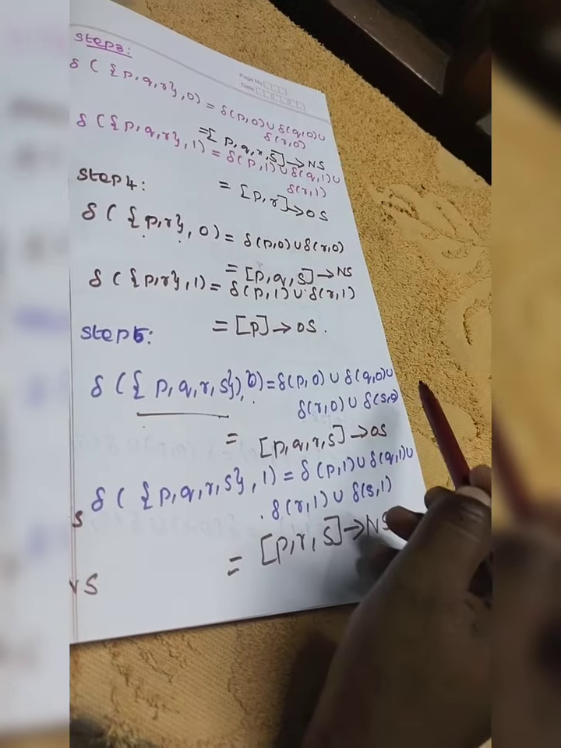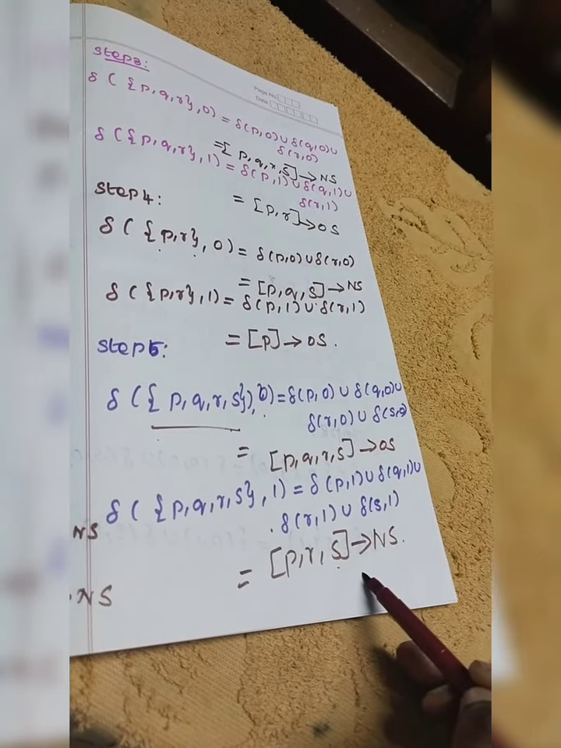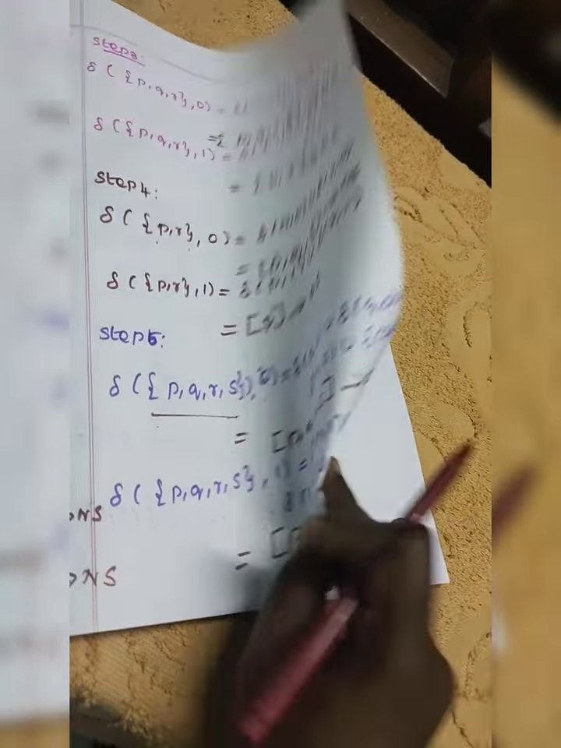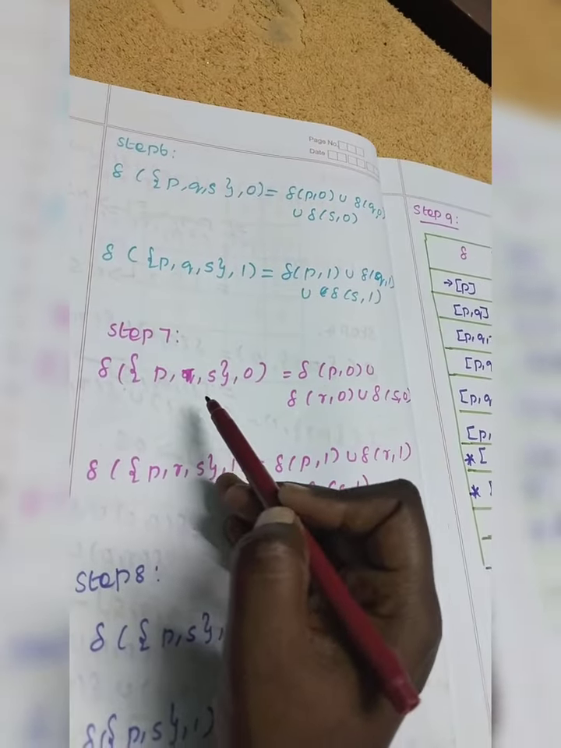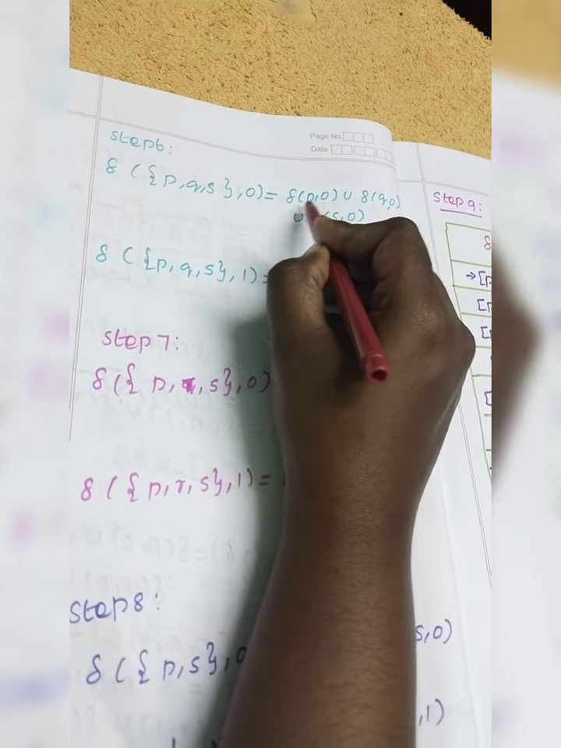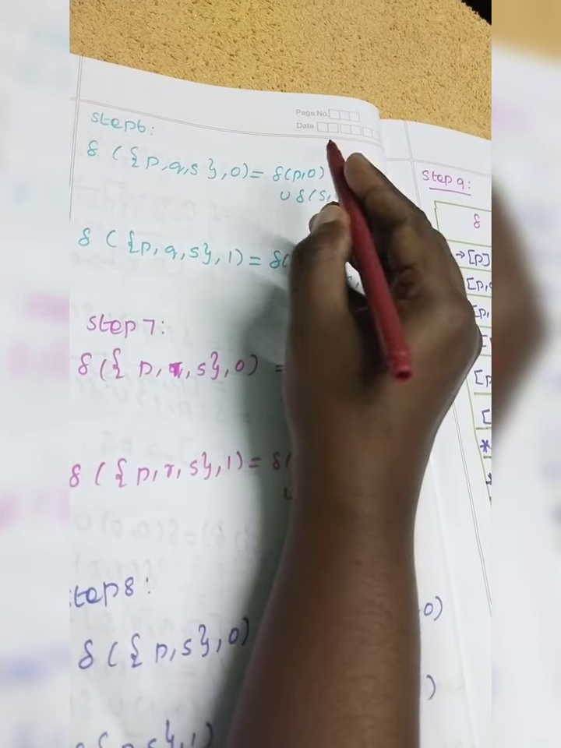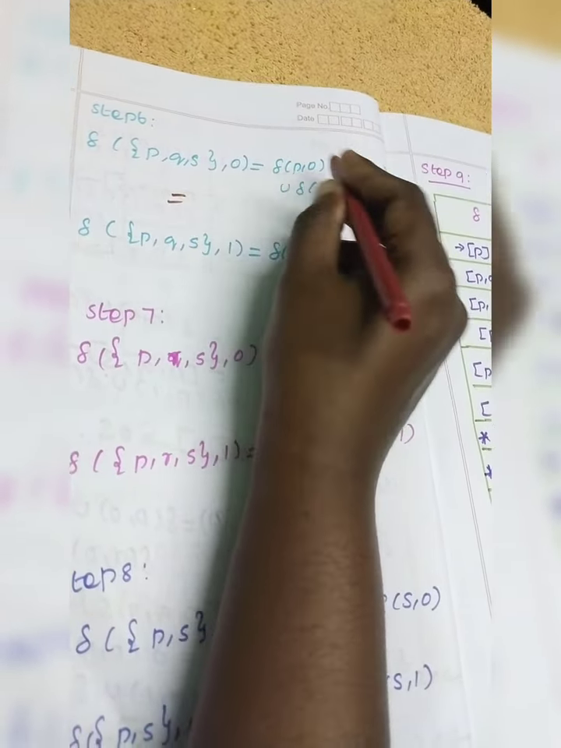So this state you have to process in step 6, and this state in step 7. So I am writing step 6 and step 7, using the union operation. You can write it like that. So you can process P, Q, S with the input 0. I think you get PQRS only.